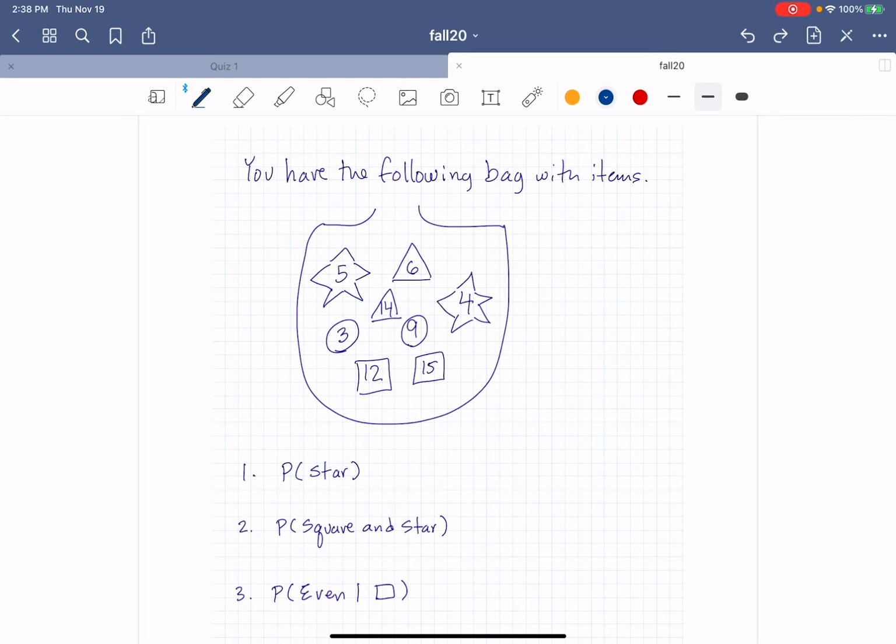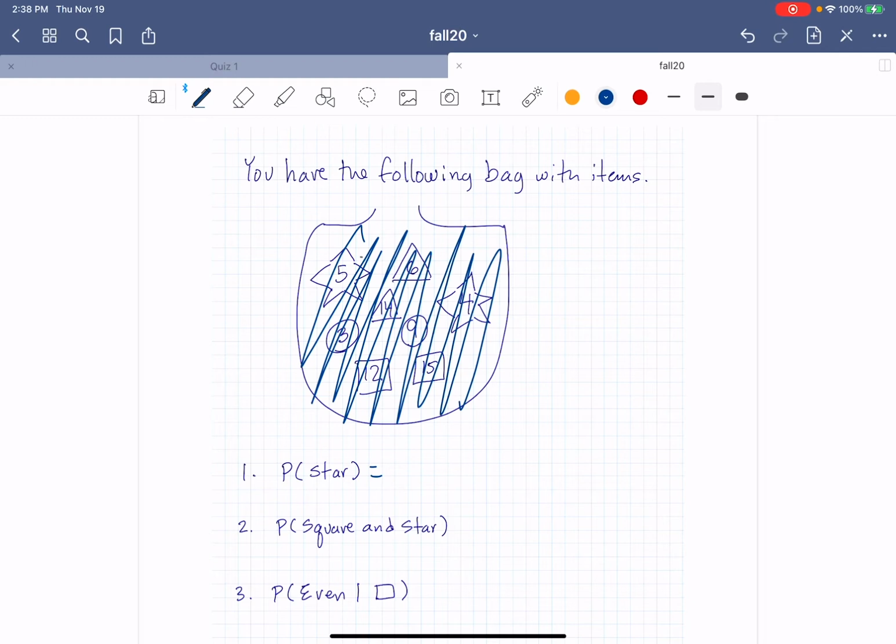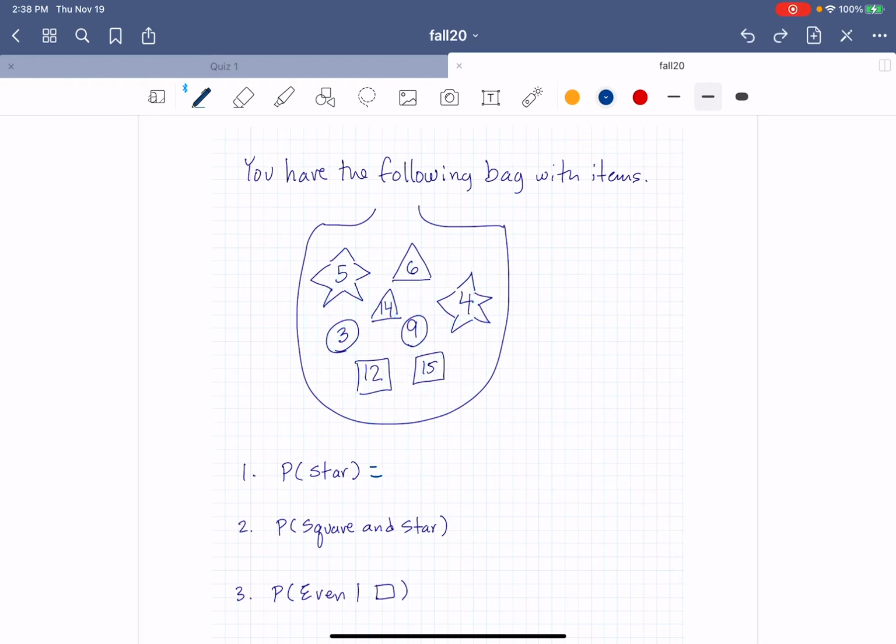Okay, so the first one says, what's the probability that you choose a star in the bag? Yeah, you go in the bag. What's the probability of choosing a star? Now, of course, the bag, you can't see inside the bag. You just put your hand in there, and then you choose an item. Sure, you can choose a star. You can choose a triangle or a circle or a square. But how likely is it, by randomness, that you're going to choose a star?